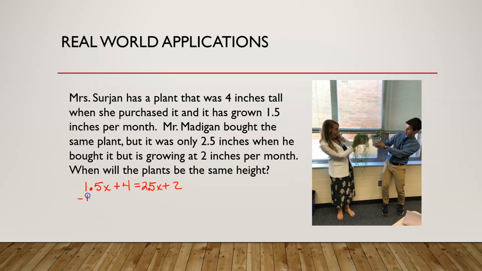So I'm going to move the variable to one side. I'm going to subtract 1.5x from both sides. So I have 4 equals 1, which would just be x, plus 2.5. I'm going to subtract 2.5 from both sides, and x is 2. Let's label that. So in 2 months, their plants will be the same height. Okay, moving on.